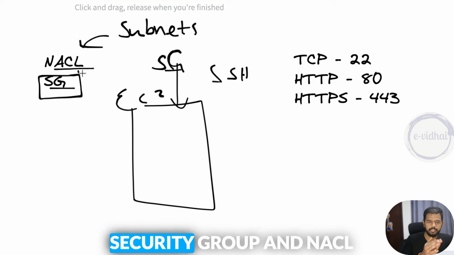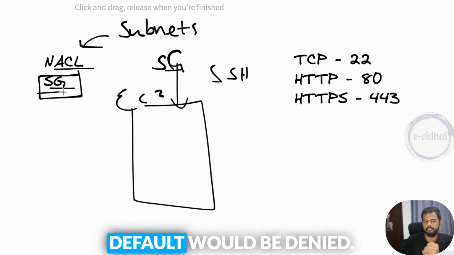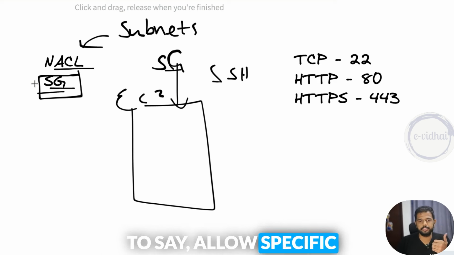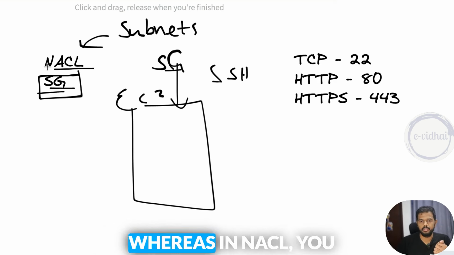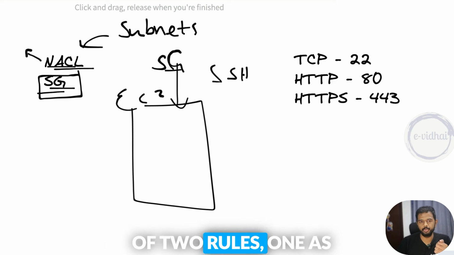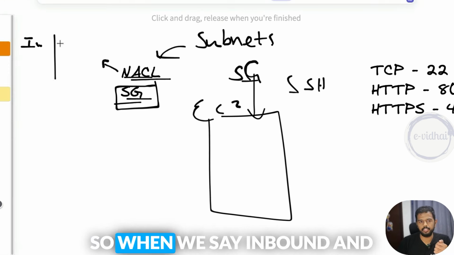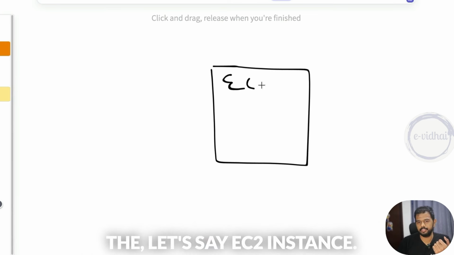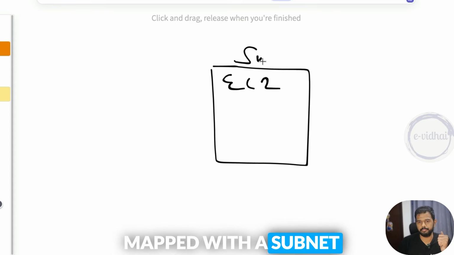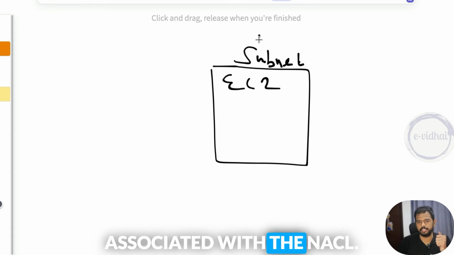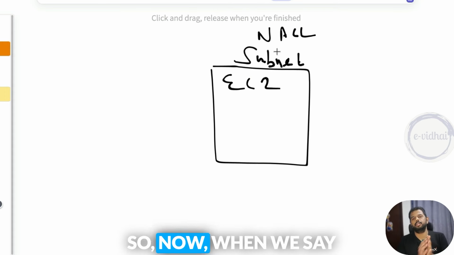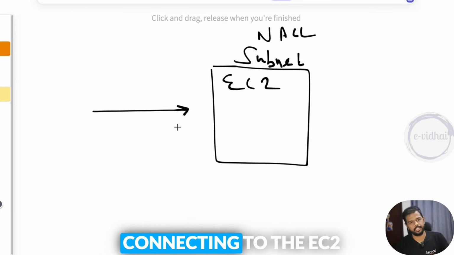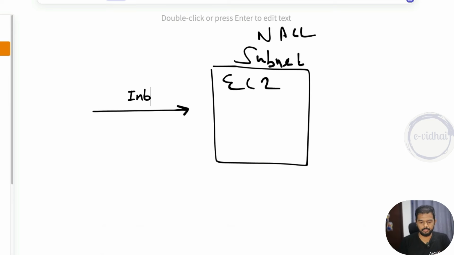The major difference between security group and NACL is that a security group by default denies, and then you add an inbound rule to allow a specific port from a specific source. Whereas NACL consists of two rules, inbound and outbound. When we say inbound and outbound, think of it from the perspective of, let's say, an EC2 instance mapped with a subnet, and this subnet is associated with the NACL. Anything from the internet or outside connecting to the EC2 is considered inbound.